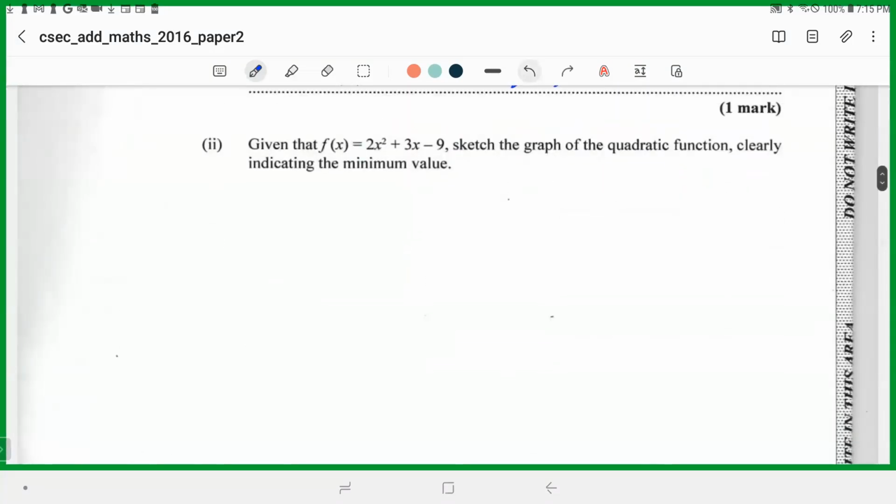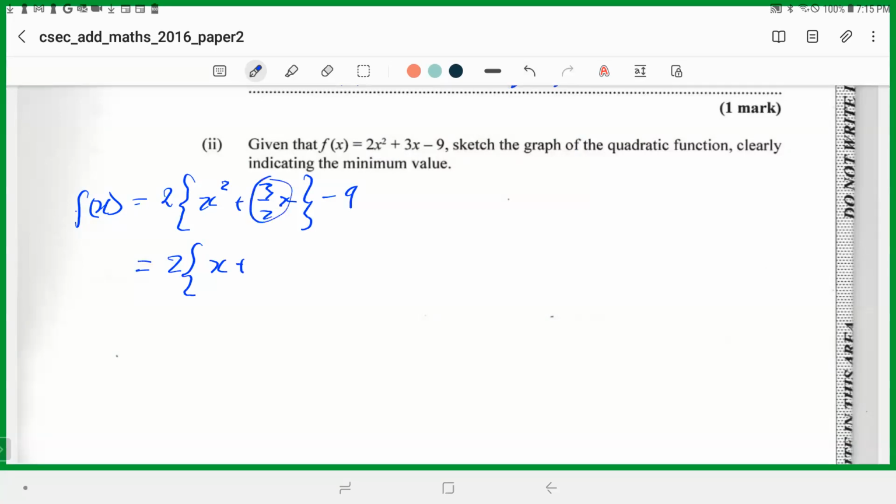Now complete the square of this. More practice. So let's do it over here. I'm going to say f of x equals, I'm going to factorize the 2 out of these two terms. 2 into x squared plus 3 over 2 x, minus 9, equals 2 into x plus half of this is 3 over 4. Don't forget the square. Minus the square of this is 9 over 16. And you're subtracting 9.